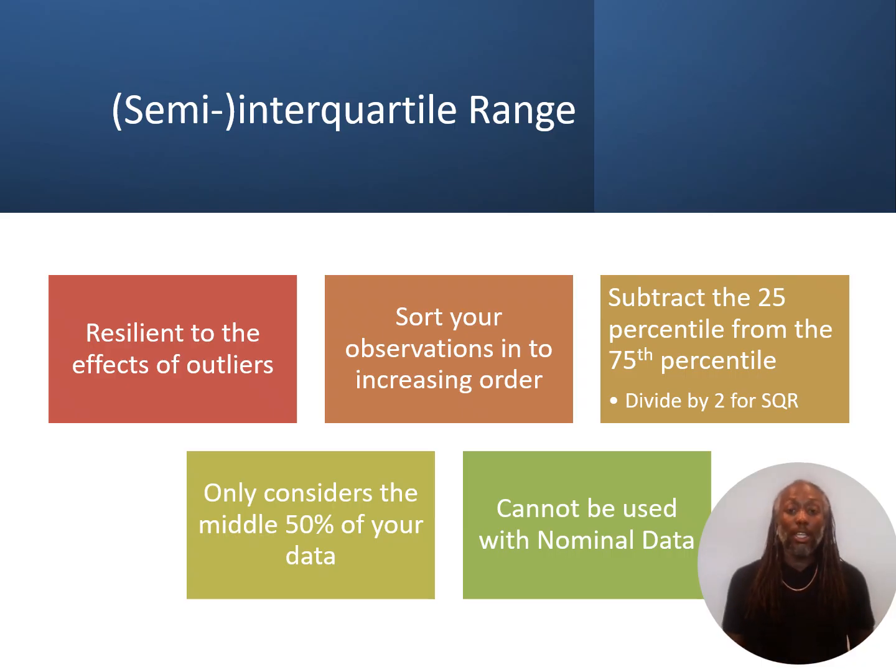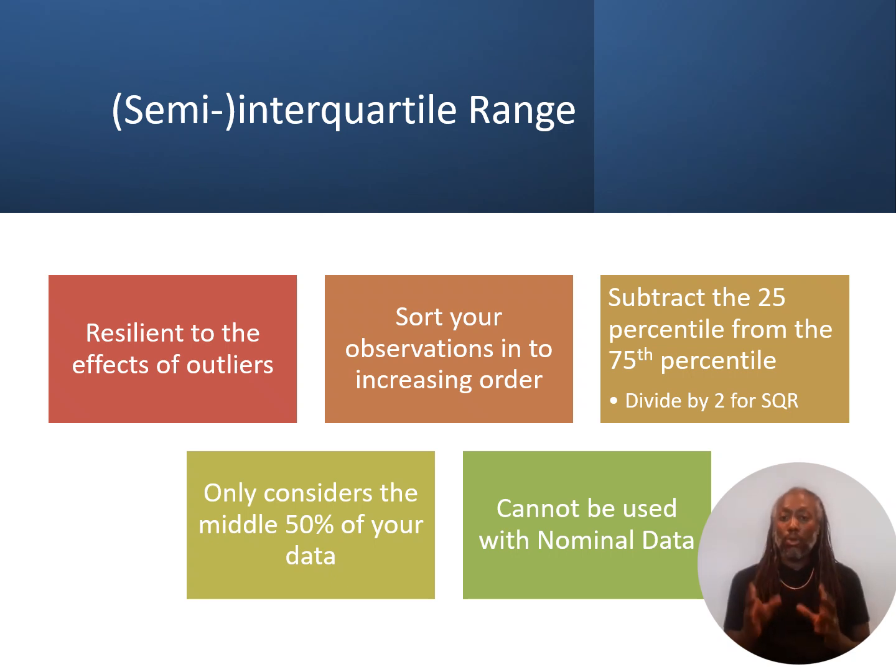Now let's talk about the interquartile range. The interquartile range, as the name implies, is telling you something about the range between two quartiles. Specifically, it's telling you the space, the distance between the value at the 75th percentile and the value at the 25th percentile.